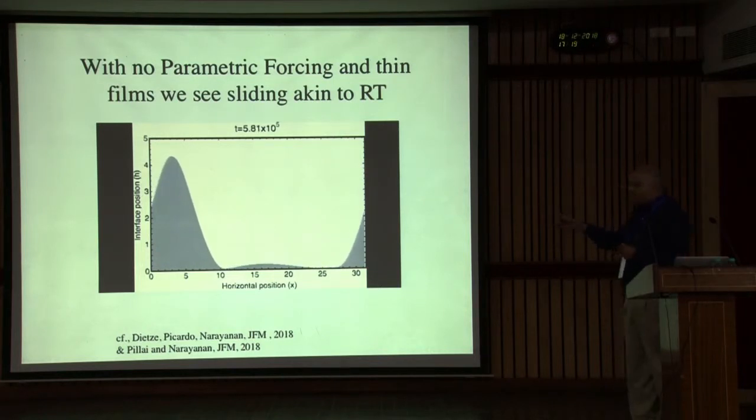You get sliding. This sliding has been seen by Lister in the pure Rayleigh-Taylor problem, and conjectured by him to have been a result of a symmetry breaking bifurcation. It was shown only recently by Dietze-Picardo in a study in JFM that this was actually due to asymmetric perturbations on a symmetric shape. Okay, and these calculations were done by Pillay recently.